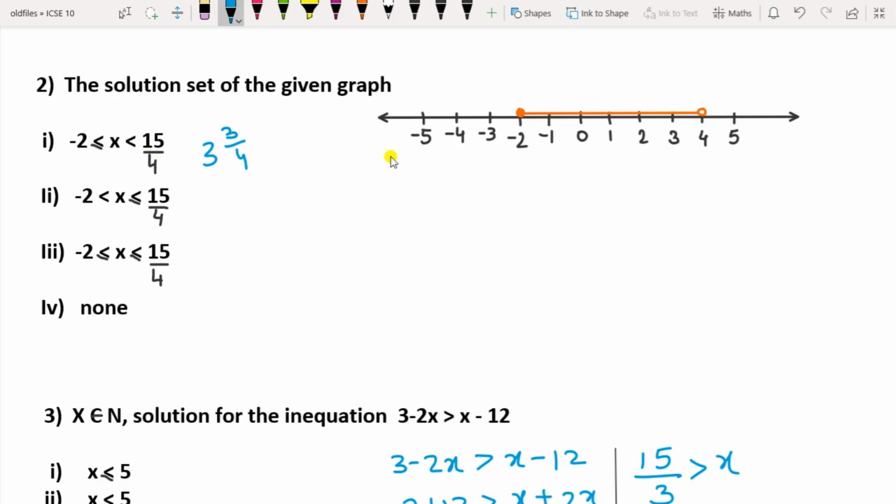So this is up to 4 but not 4. So the value will be this one. So this is the correct option. It is -2 included but 15 by 4 is not included.